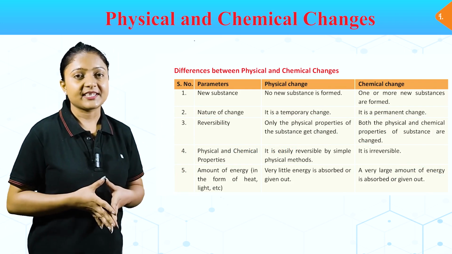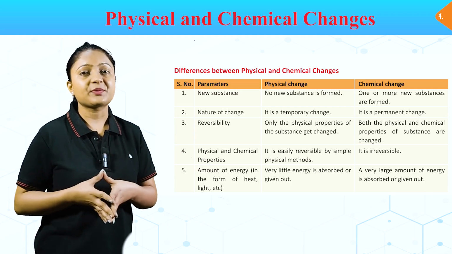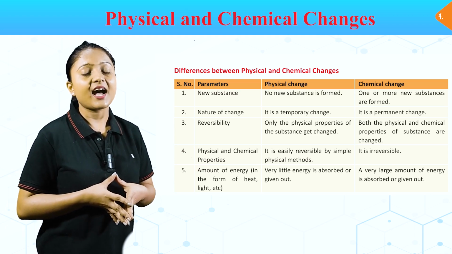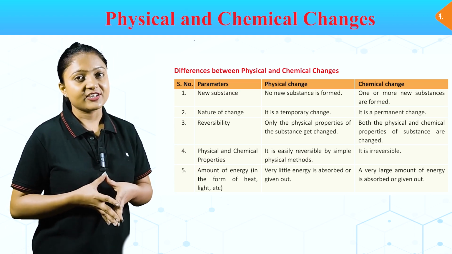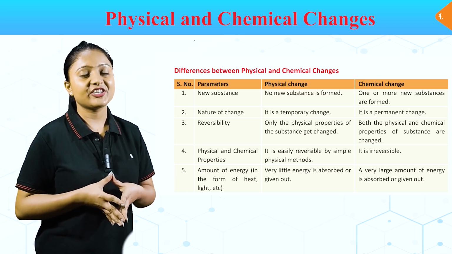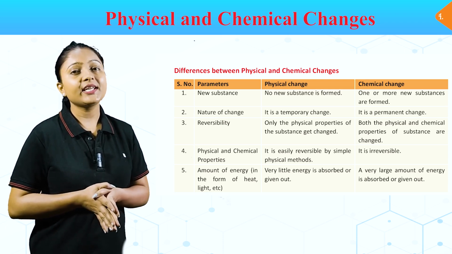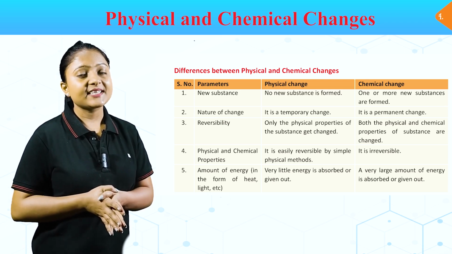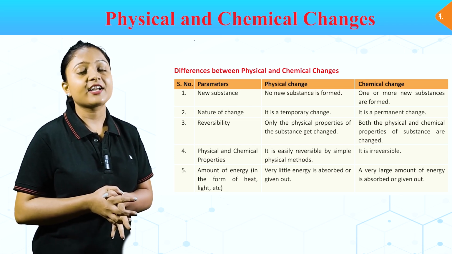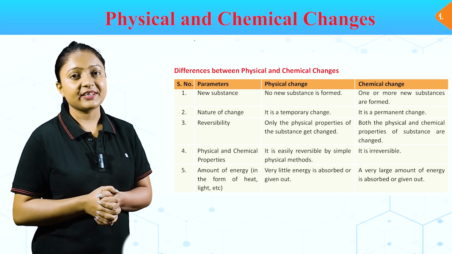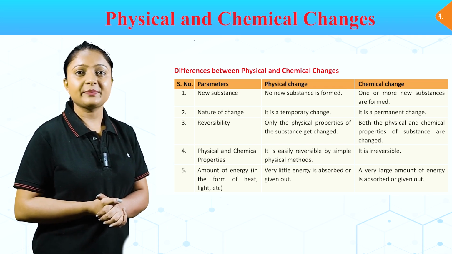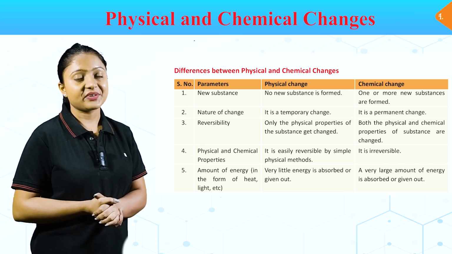Difference between physical and chemical changes. Parameters. New substance. Physical change, no new substance is formed. Chemical change, one or more new substances are formed. Nature of change. Physical change, it is a temporary change. Chemical change, it is a permanent change. Reversibility. Physical change, only the physical properties of the substance get changed. Chemical change, both the physical and chemical properties of substances are changed. Physical change, it is easily reversible by simple physical methods. Chemical change, it is irreversible.